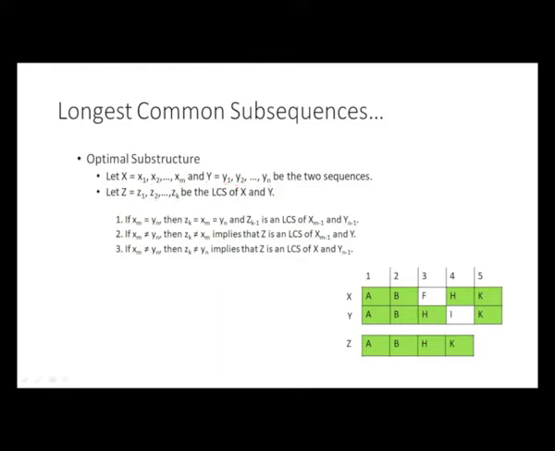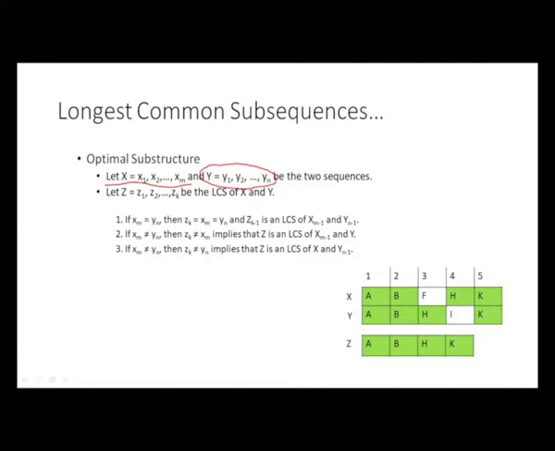So if you can see on the slide, let's suppose we have an input sequence x with characters x1, x2 and up to xm. So m is the length of one of the input sequences, and we have another sequence, that is y, with characters y1, y2 and so on and so forth up to yn. So n is the length of the second sequence.